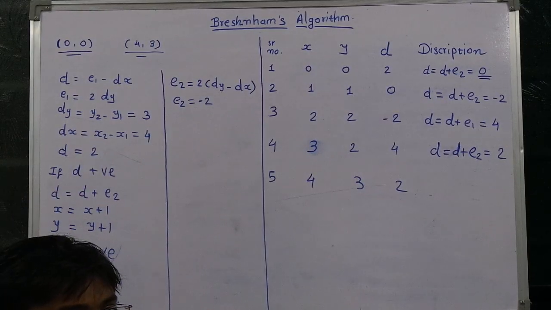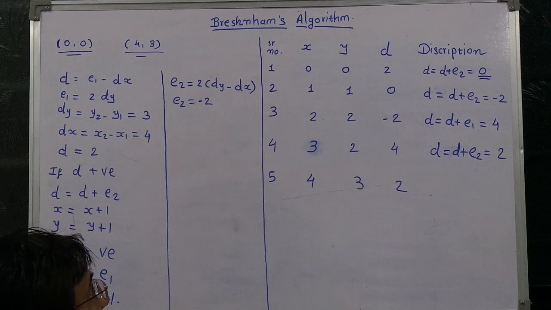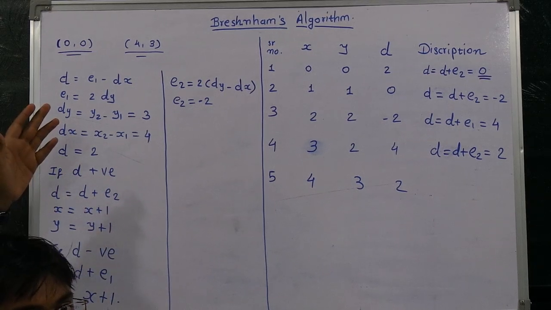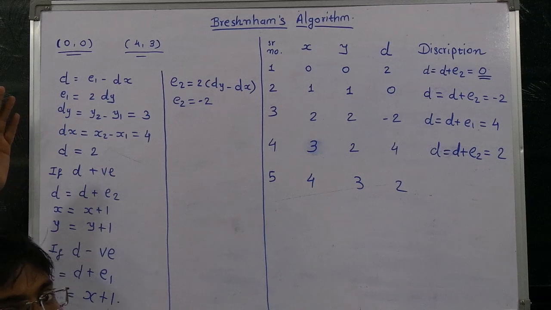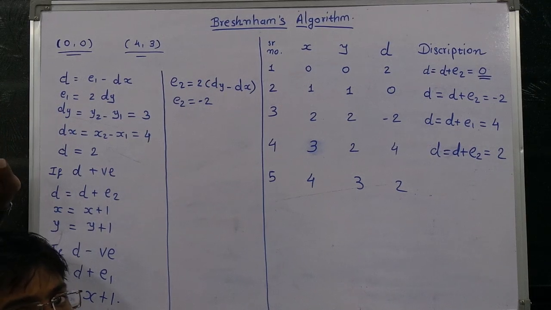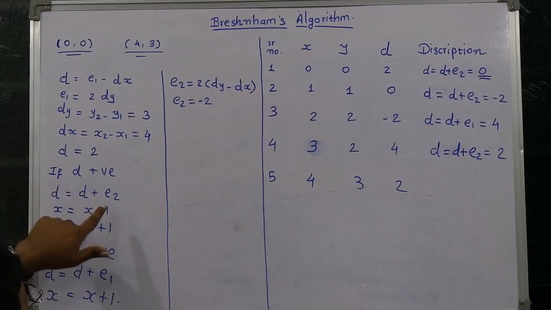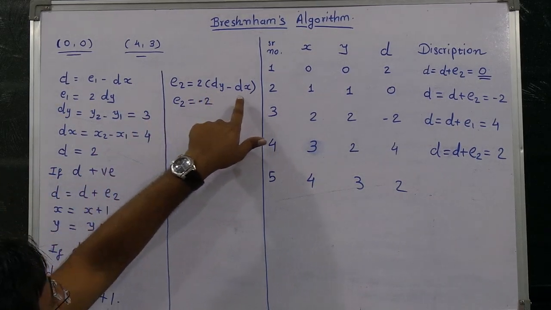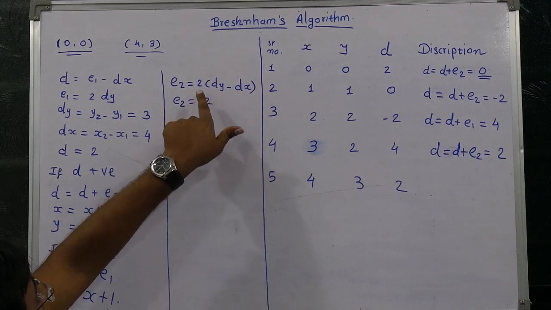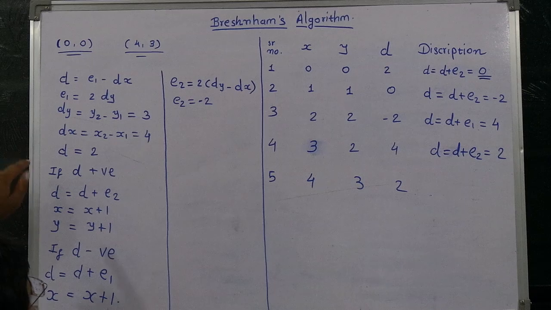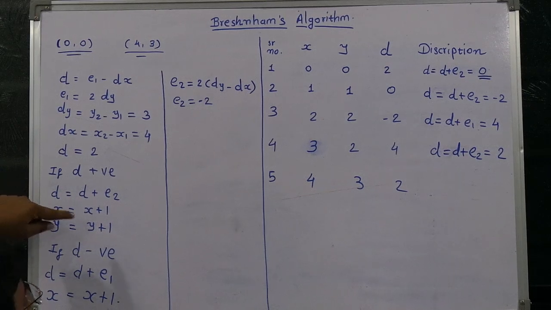Now there are two decision possibilities. One is if the d value is positive, where 0 is also considered positive. If d is greater than or equal to 0, then we follow this part: d is equal to d plus E2, where E2 is equal to 2 into dy minus dx, which is 2 into 3 minus 4, so minus 2. And x is equal to x plus 1 and y is equal to y plus 1.